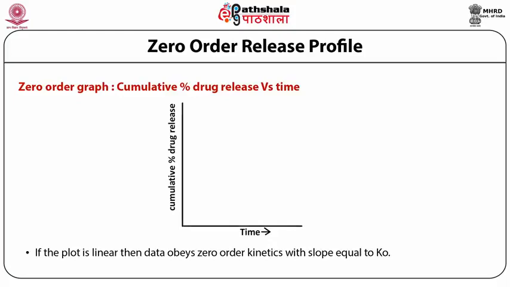We have just explained what zero order is: it is concentration independent. When the cumulative percentage drug release data is plotted against time and we obtain a plot which is linear, then we can ascertain that it is following zero order kinetics, and the slope is equal to K naught. This model primarily represents an ideal release profile in order to achieve prolonged pharmacological action.